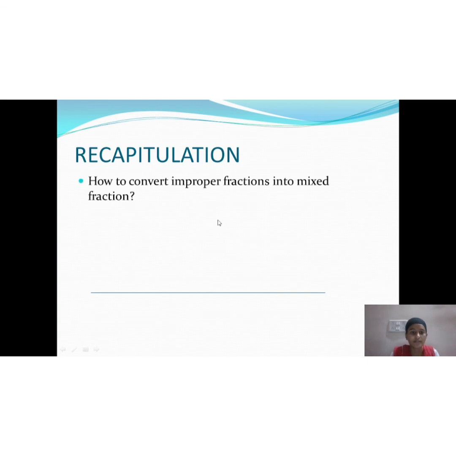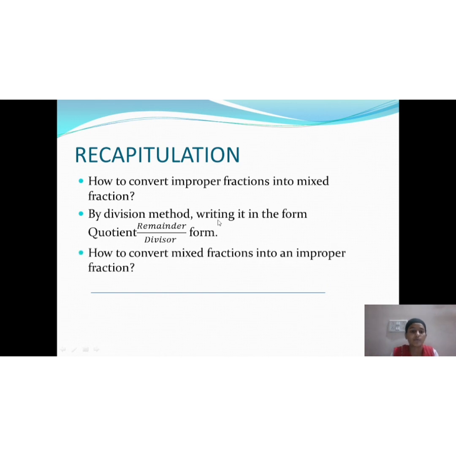Now, let us come to the next part. Recapitulation. I hope you have understood the addition, subtraction, representation and also the conversion part. How to convert improper fractions into mixed fractions? By the dividing method, writing it in the form of quotient remainder upon divisor. Now, can you tell me how to convert mixed fractions into an improper fraction? Yes, whole number into denominator plus numerator upon denominator.